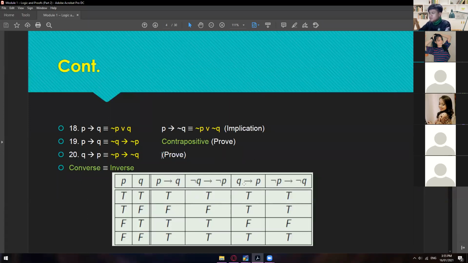The same with this one: Q conditional P is equal to not P conditional not Q. So true, true, false, true, true, true, false, true. As you can see, we have the same values or results. Again, for this one, you can memorize it. And if you are not convinced why this one is not equal to this one, then you can search on the internet on how they come up with this kind of equation.